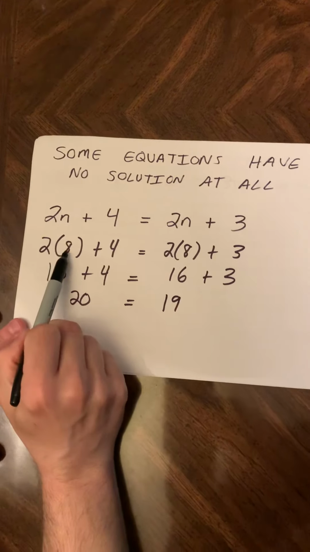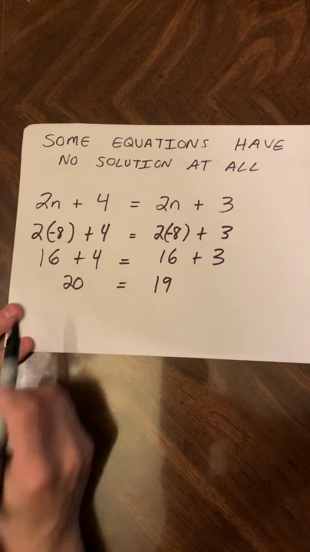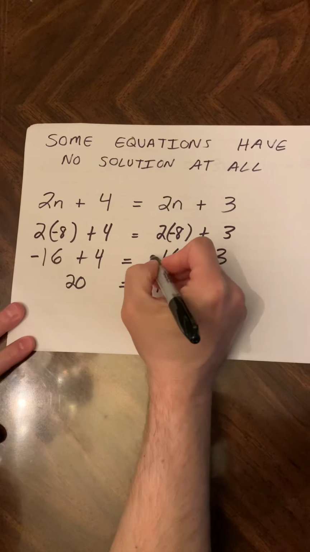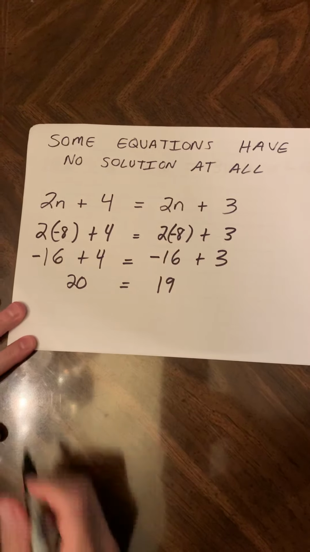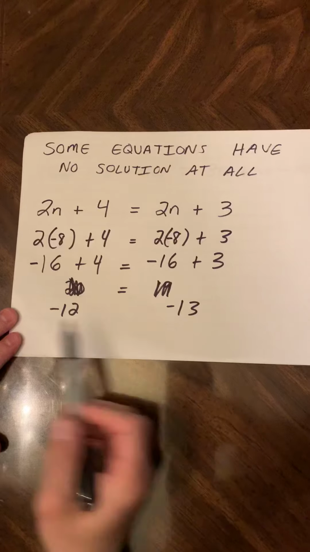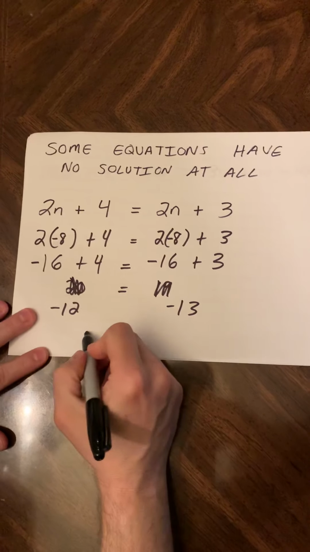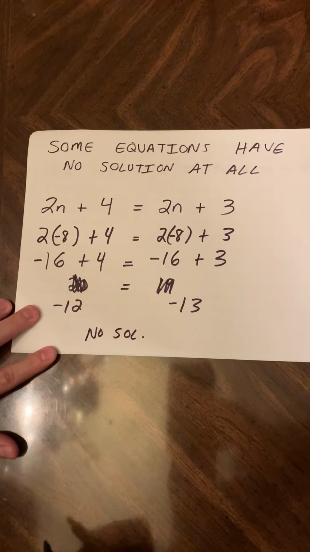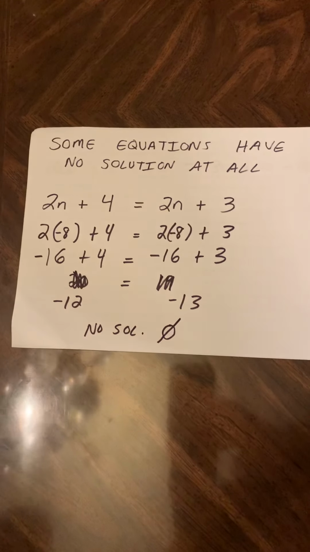So no matter what number I put in here, even if I picked a negative number, this side's always going to come out to be 1 bigger than this side. Just to prove it, I'll change that to a negative 8 and a negative 8. So that would be negative 16. Negative 16 plus 4 is negative 12. Negative 16 plus 3 is negative 13. And look at that, this came out to be 1 bigger than that again. It always will, no matter what number you put in there. Since the left side and the right side can never be equal, we say there is no solution. And this is a symbol you can use also sometimes.